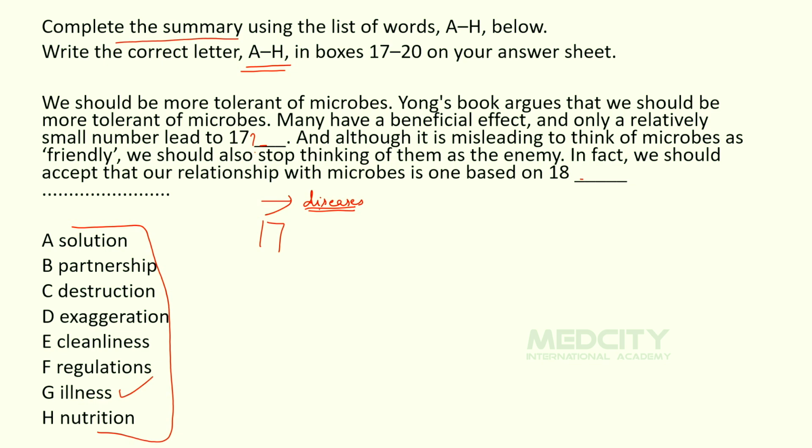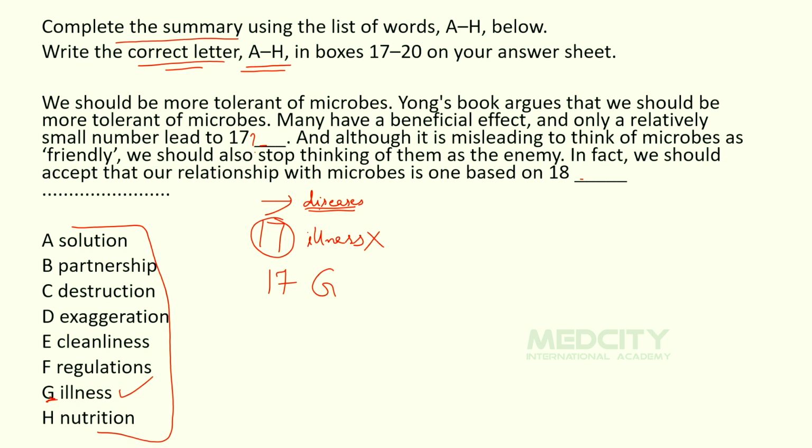Now, you should be careful not to write illness as the answer for question number 17. If you write illness, then it would be regarded as wrong. Why? Because the instruction clearly says write the correct letter A to H. So here you will only get 1 mark if you write the letter corresponding to illness, which is G. So for question number 17, the right answer would be to write the letter G.